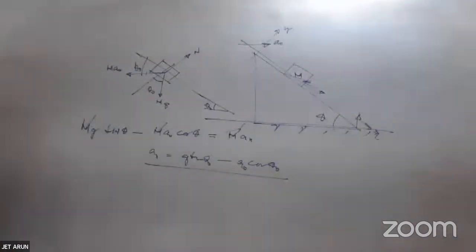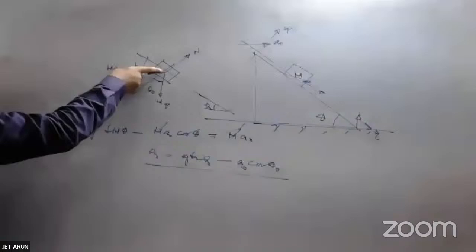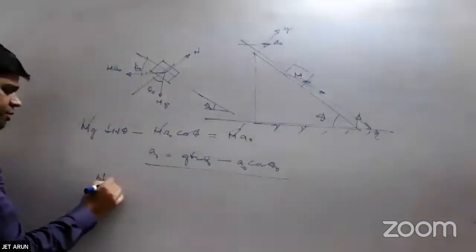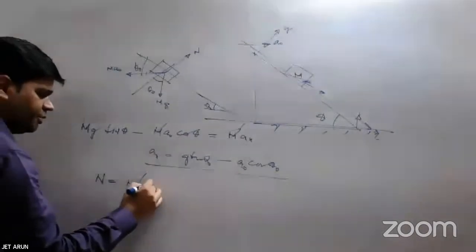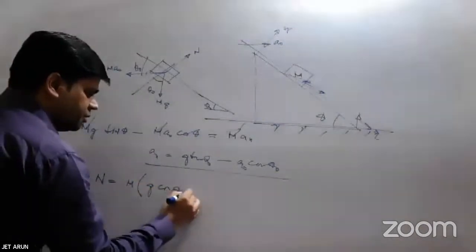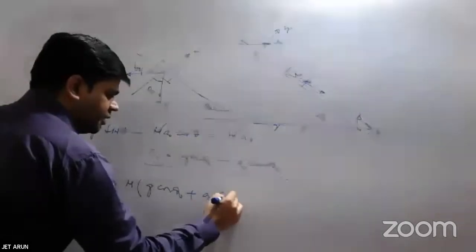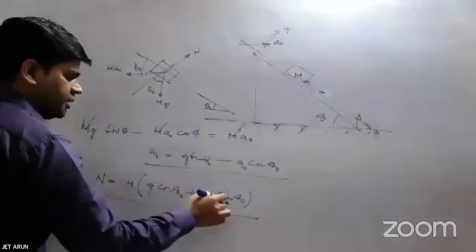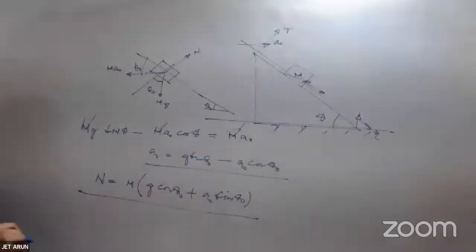But what happens perpendicular to the plane? Normal reaction increases. Look at this. I've got ma sin theta plus mg cos theta. So my normal reaction is equal to m into g cos theta plus a naught sin theta. So normal reaction has increased and acceleration has reduced.